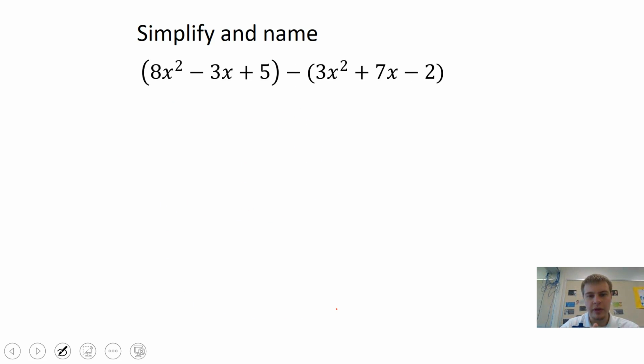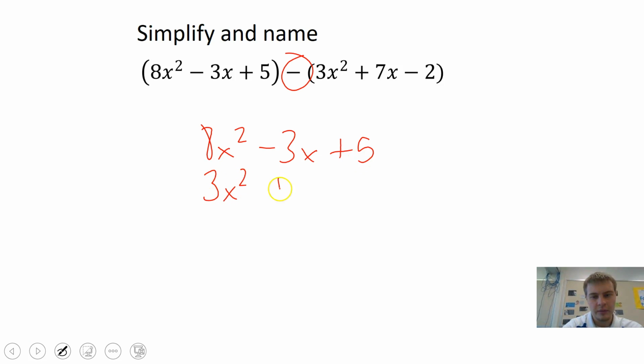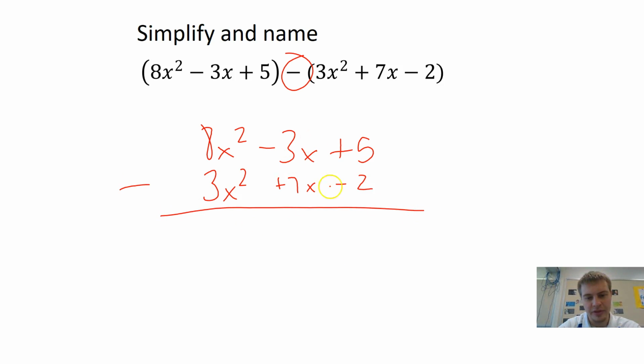So on this one, when I look, it is a subtraction problem. So we're going to subtract. But again, what I like to do is I like to stack these things. So I'm going to say 8x squared minus 3x plus 5. And underneath it, I'm going to put 3x squared plus 7x minus 2. And when I'm saying the pluses and minuses, I'm really thinking about these things being positive and negative instead of anything else. So 8 minus 3 will give me 5x squared.